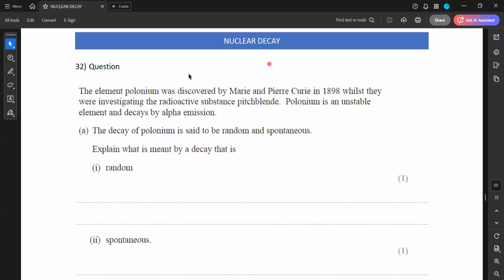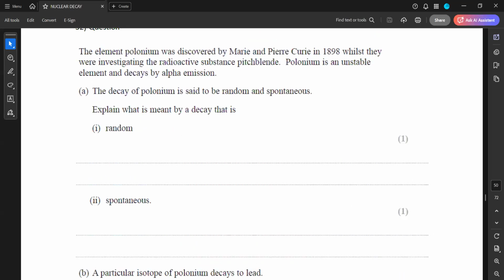So explain the term random and spontaneous. What is the definition of random? We did that. Random means we cannot say when the next nucleus will decay, or which nucleus will decay next, that we cannot say. And spontaneous means it is not influenced, or cannot be influenced, by external factors.